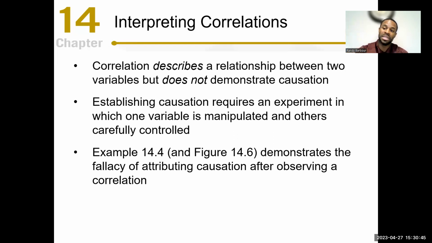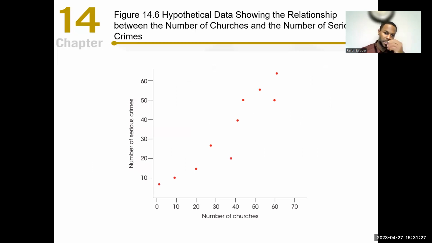It's warm outside, and so you see things happening in the same direction, but that doesn't mean that they cause one another to happen. So just because you eat more ice cream doesn't mean you're going to suffer a shark attack. Again, it's just depending on the time of the year. So again, establishing causation really requires an experiment in which one variable is manipulated and the other variables are controlled very closely. That's the only way that you can show causation. We'll look at example 4.4, but again, that demonstrates the fallacy of attributing causation after observing correlation. So you think about this.